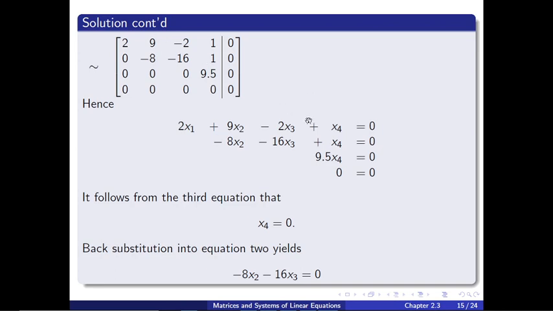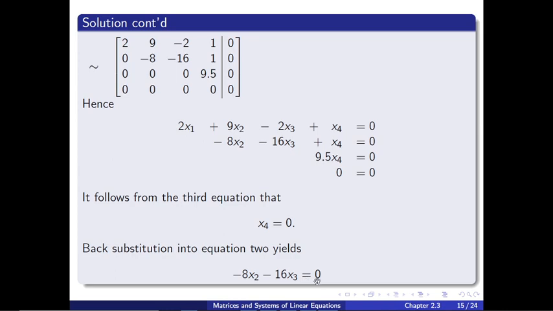So if we write this system again, we have 0 is equal to 0 for the last equation, and from the third equation we can see that x4 will become 0. Now if we go on to the next one, we would want to find x3 in this one. We find that if we put our x4 is equal to 0 in the second equation, we end up with minus 8x2 minus 16x3 is equal to 0.